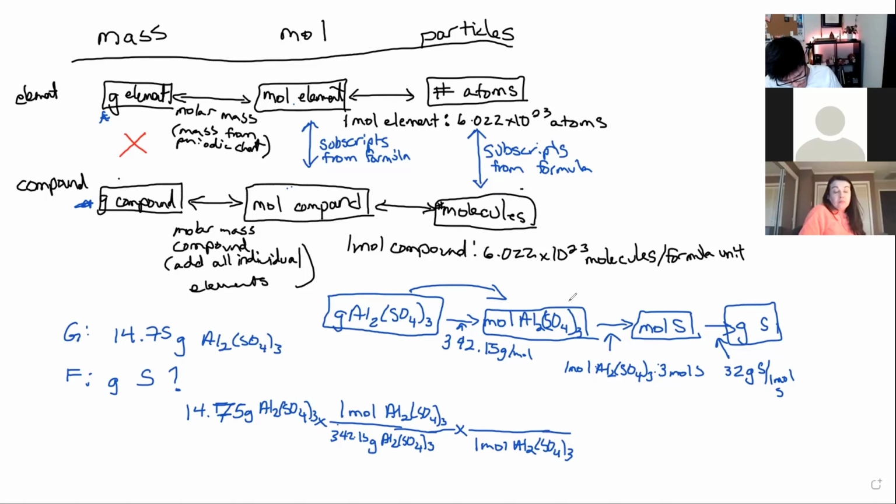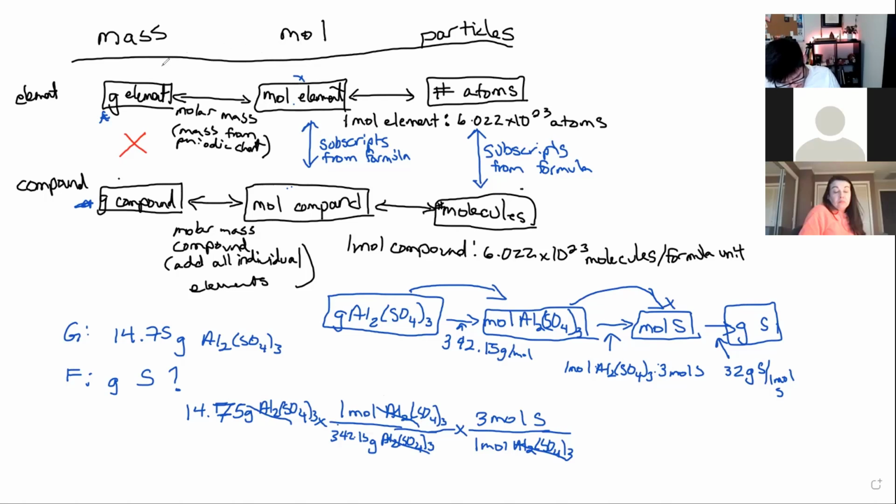And I want to get into moles of my element that I'm talking about. In this case, it's sulfur. So we get 3 moles of sulfur. You can see the grams of the compound cancel, the moles of the compound cancel, and now we're in moles of sulfur. So we're at this point in the flow chart.